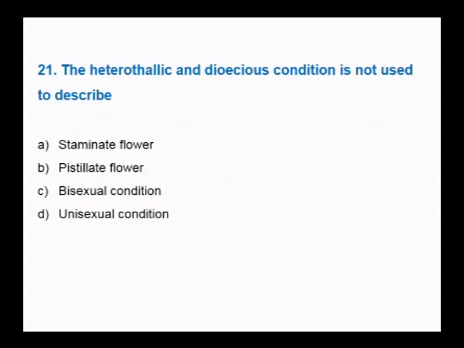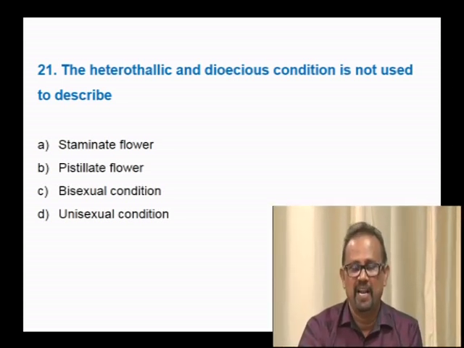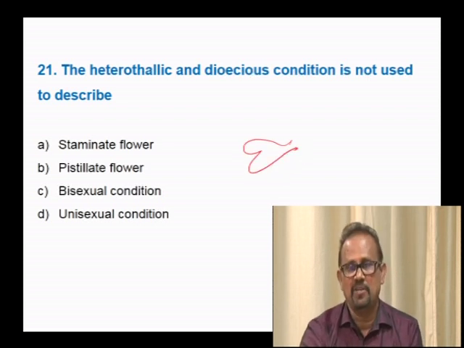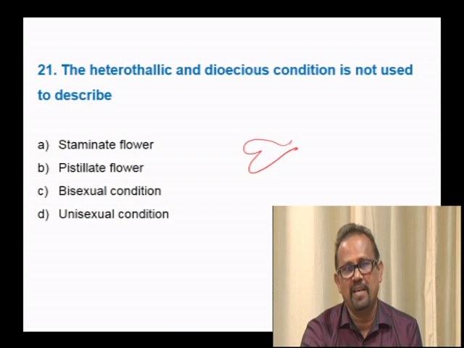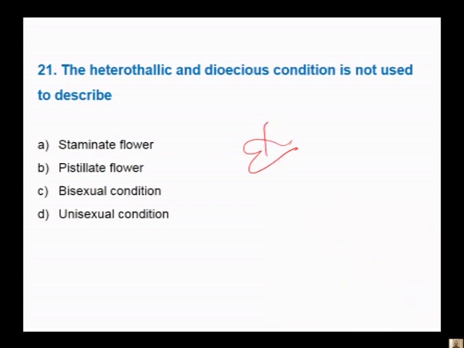Next question. The heterothallic and dioecious condition is not used to describe. Hetero means different thallus. So what is thallus? Thallus is a plant body which is not differentiated into root, stem and leaf. It is a characteristic of lower organisms: thallophytes, algae, fungi, lichens. Lichen is a composition of algae and fungi. Here the body is thalloid, where root, stem and leaf are not distinguished. Heterothallic, hetero means different: one is a male thallus, the other a female thallus. Therefore, unisexual condition. Dioecious is where the sexes are separate. So heterothallic and dioecious both apply to the unisexual condition.